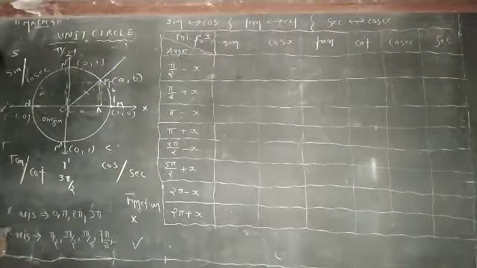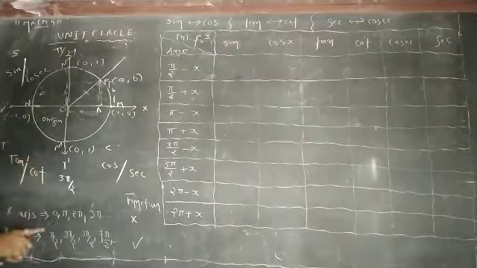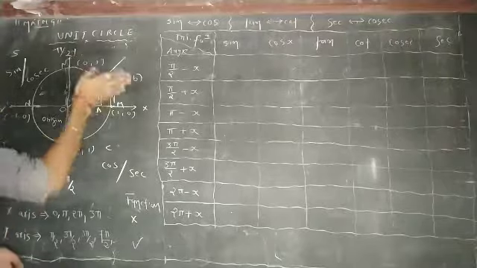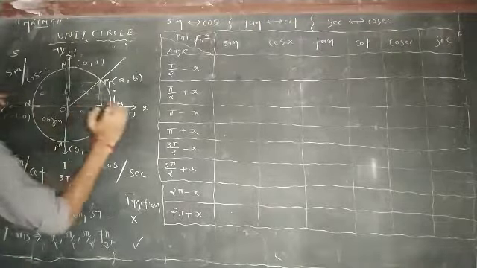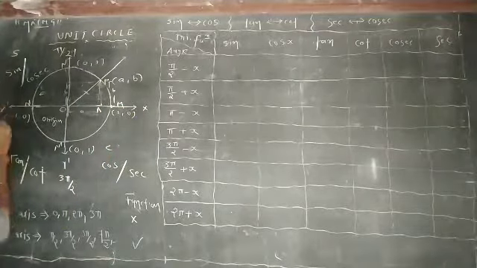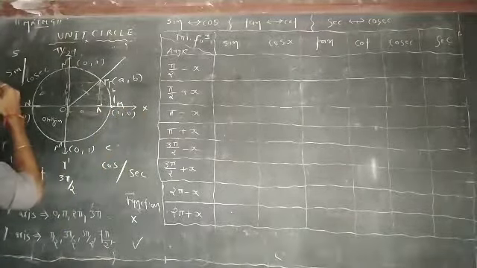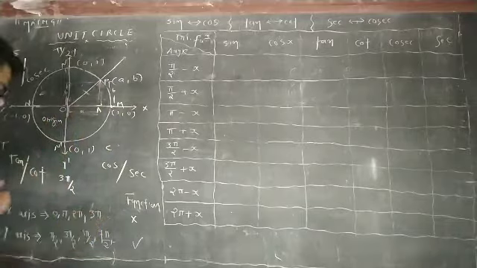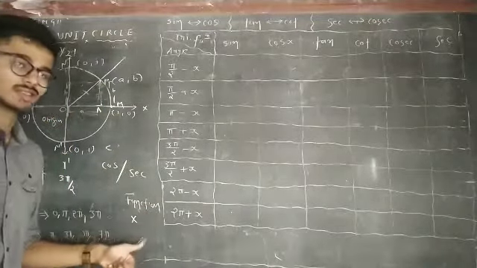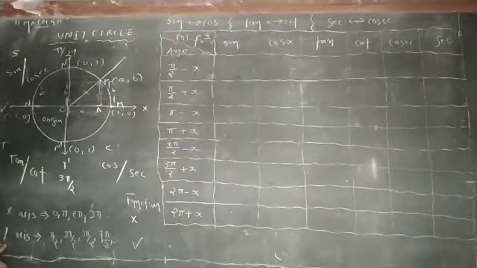See our x-axis. On the x-axis, the value of theta lies at 0, pi, 2 pi, 3 pi, 4 pi. Means our x-axis values are 0, then pi, 2 pi, 3 pi, 4 pi, and so on. For a particular x-axis value, the function is not going to change. As well as on the y-axis.